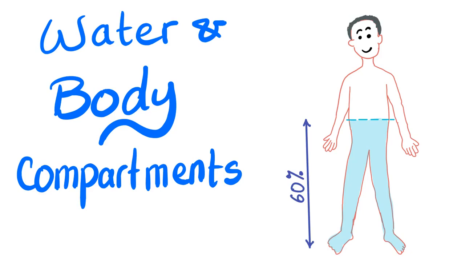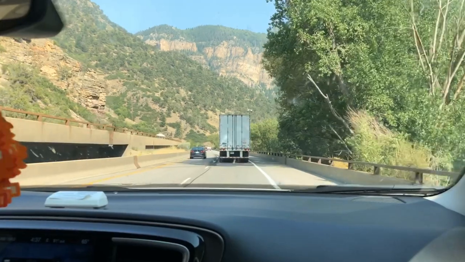This is the second video in my series on fluids and electrolytes, acid-base disturbance. In the previous video, we had an introduction and we talked about active transport and passive transport, which is diffusion. Today, let's talk about water and body fluid compartments. Are you ready? Let's go.